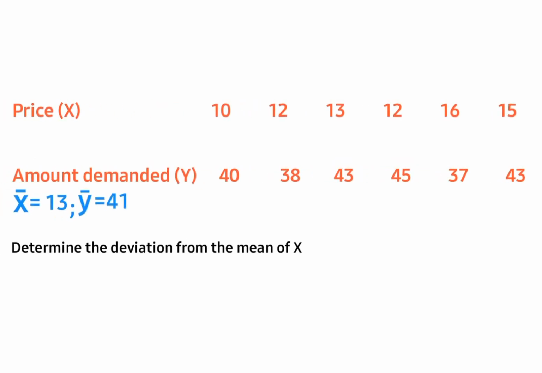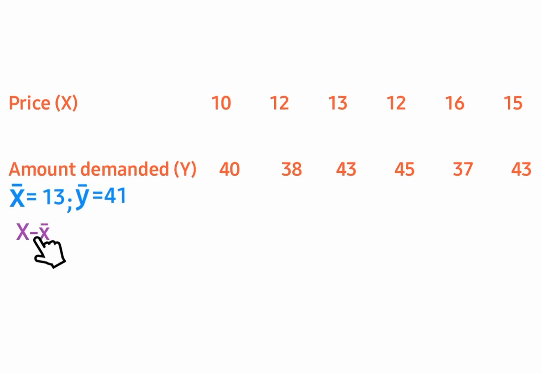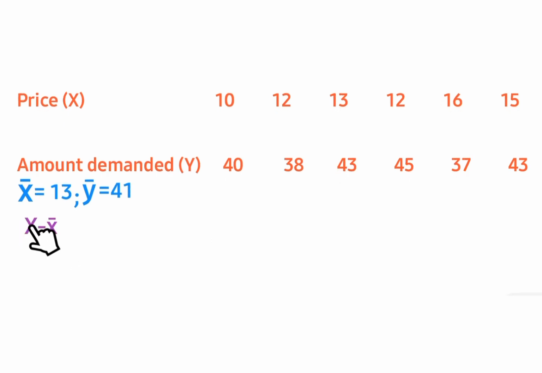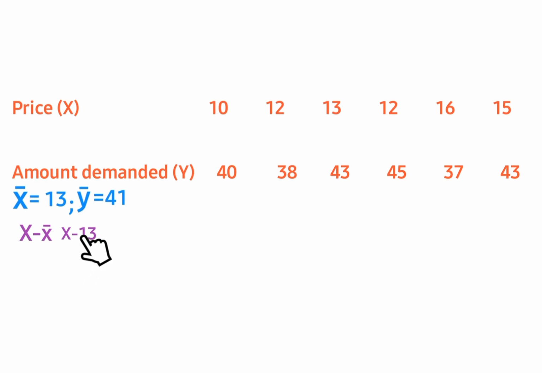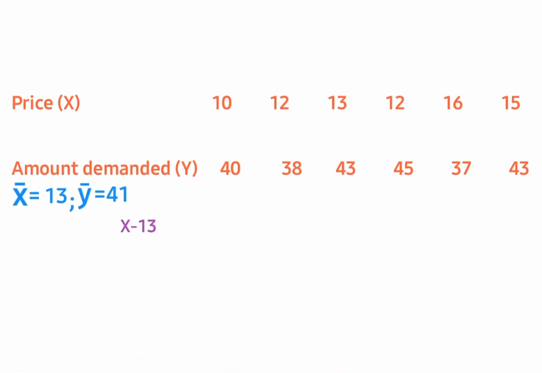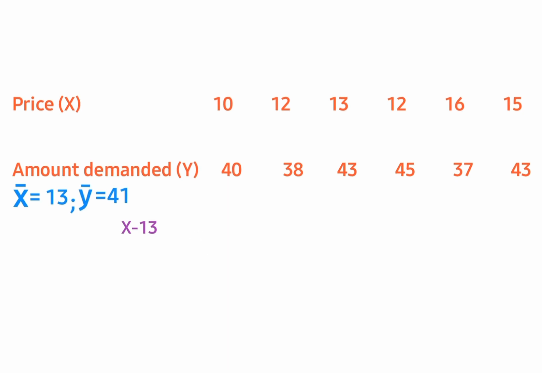This step says, determine the deviation from the mean of X. The deviation from the mean of X, we denote it with X minus X mean. X here implies all the X values here minus the mean of X, which we got as 13, right? So we could rewrite this as X minus 13 because our mean value is 13. Basically, the deviation from the mean of X is denoted with small letter x. This simply implies either we represent this row as X minus 13 or small letter x.